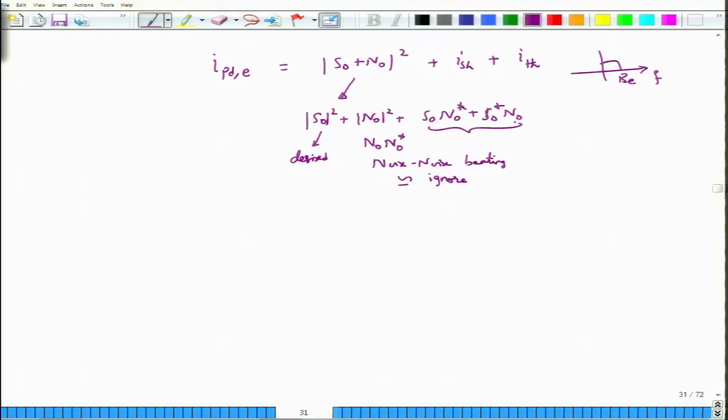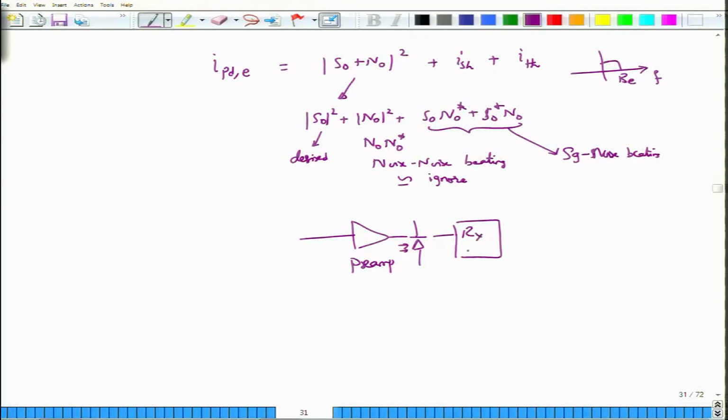Then there are these two additional terms. These additional terms will of course be something like 2 times the real part of S_O N_O conjugate, and are called signal and noise beating. Usually, if you place a preamplifier at the receiver front end, and follow this preamplifier with the photodetector and whatever receive filter that you have, this preamplifier will be responsible for generating most of this signal noise beating and noise beating, which anyway we can still ignore for the most part without affecting the output very much.